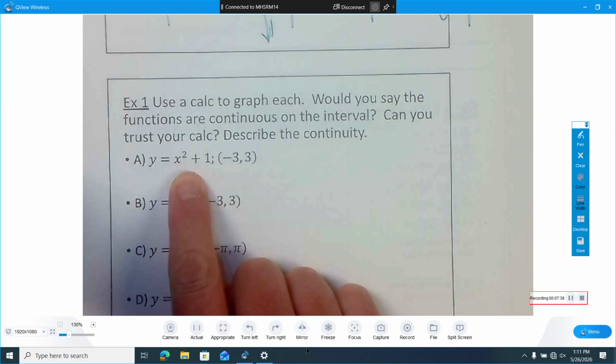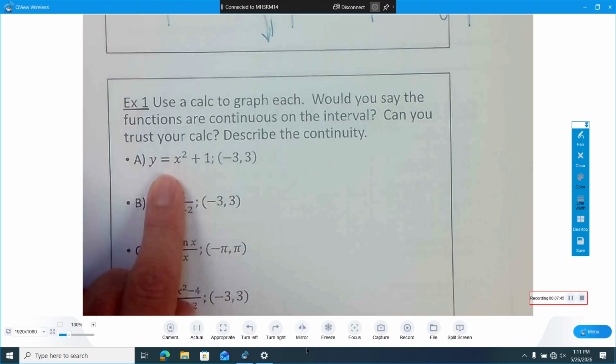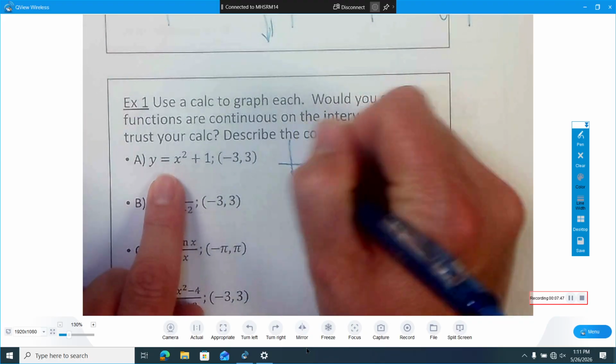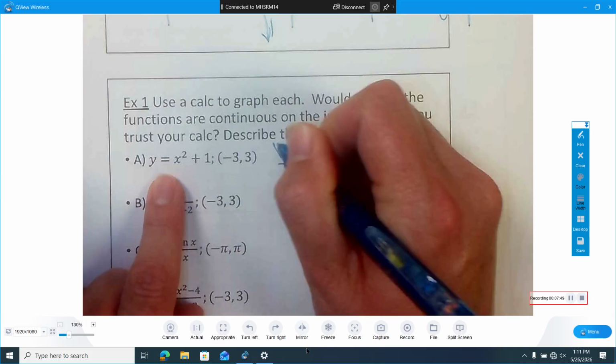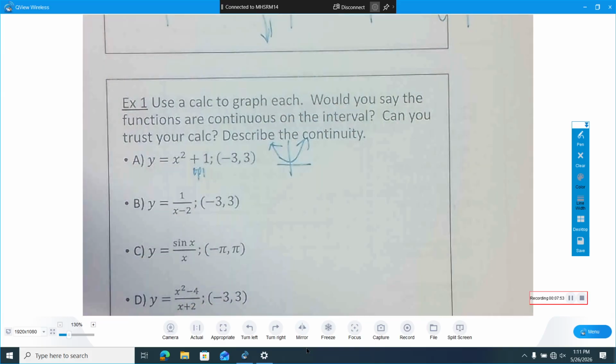So, first of all, do you know what the shape of this graph is? It's a parabola. Oh, hey, you know what that looks like, right? Would you say that that parabola is continuous? Yeah, for sure. It's a parabola shifted up 1. All right, we know that that's a parabola. It has nothing crazy. It's a polynomial.